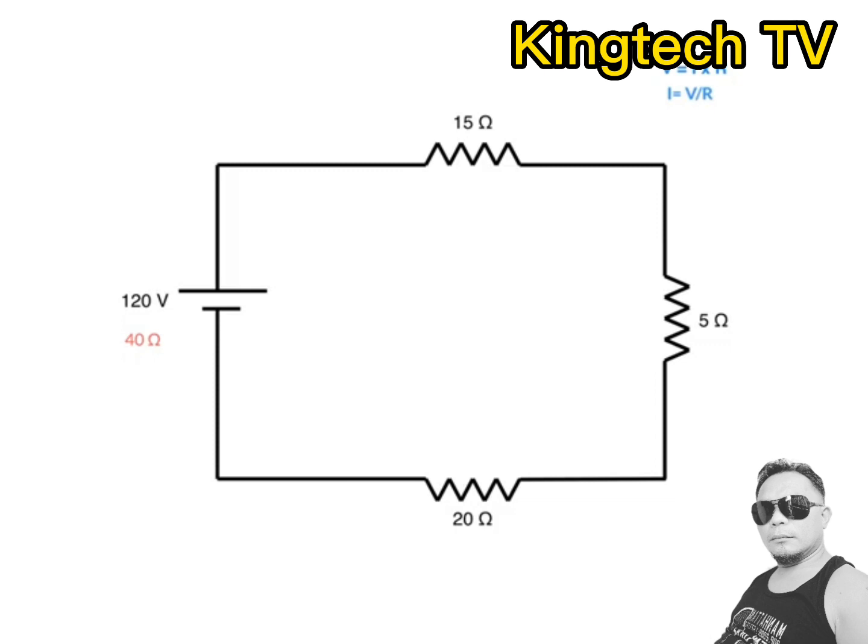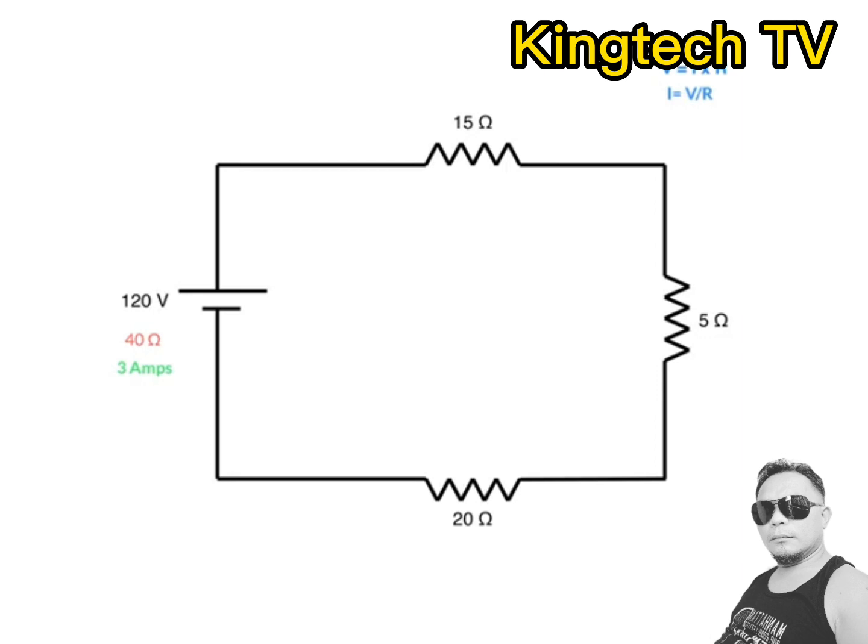So here we are. We now know that we have 120 volts, and we have 40 ohms of total circuit resistance. I'm going to go 120 divided by 40, and that will give me a total current of 3 amps. So there you go. We've figured out what the current in the circuit is using Ohm's Law. All we've done is transpose it and move it around a bit.